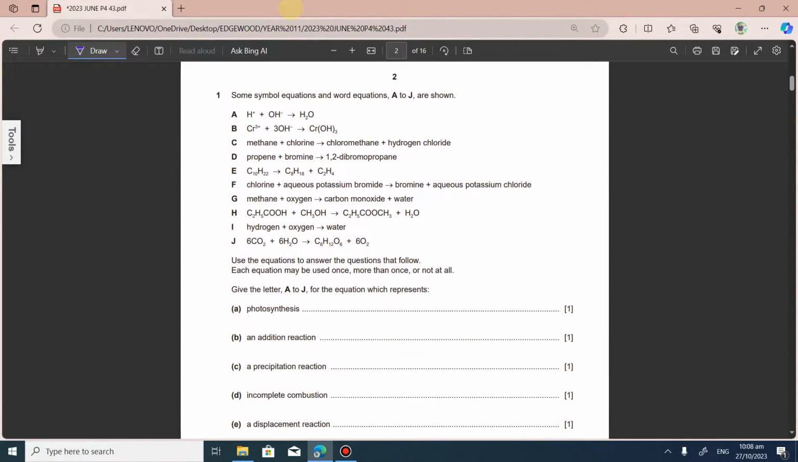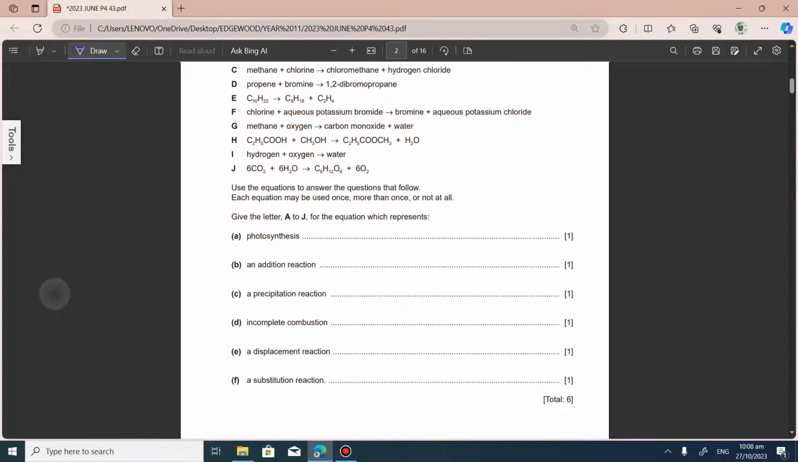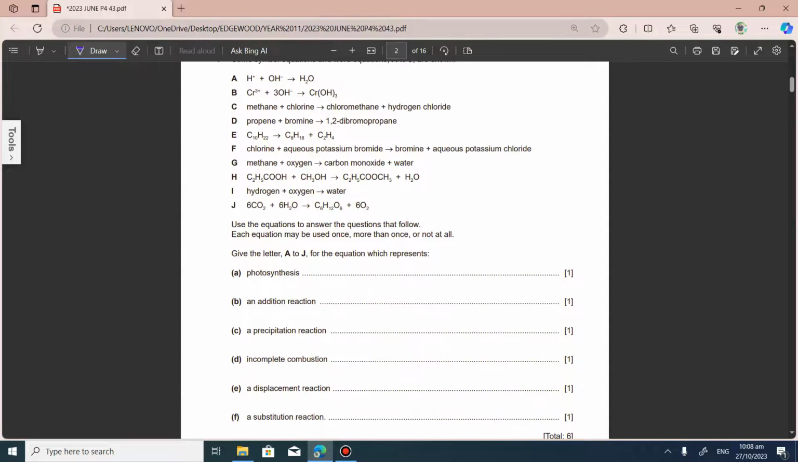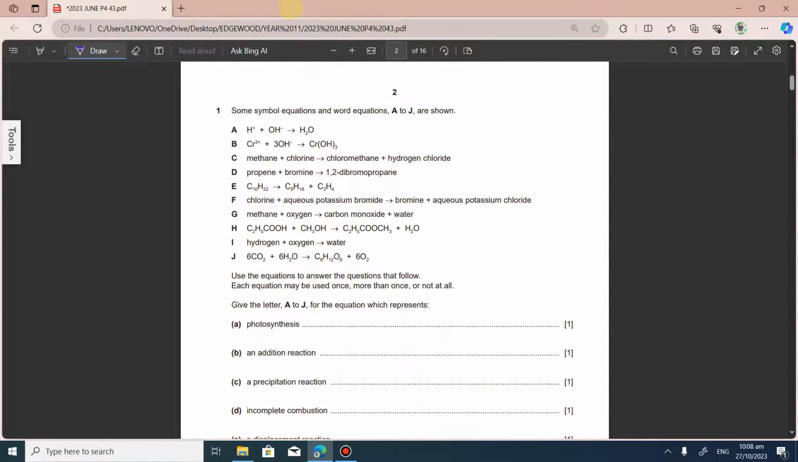Okay, so the first question here says that some symbol equations and word equations A to J are shown, and you're expected to use these symbol equations to answer questions A to F. All right, so let's begin with the first question there. It says which of them is an equation for photosynthesis.